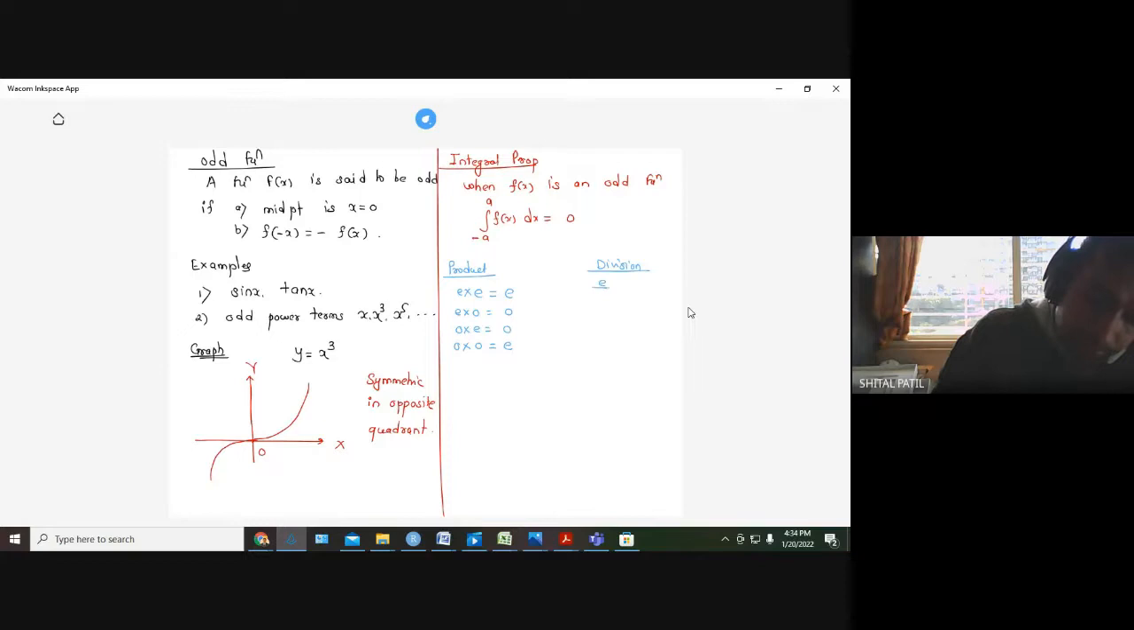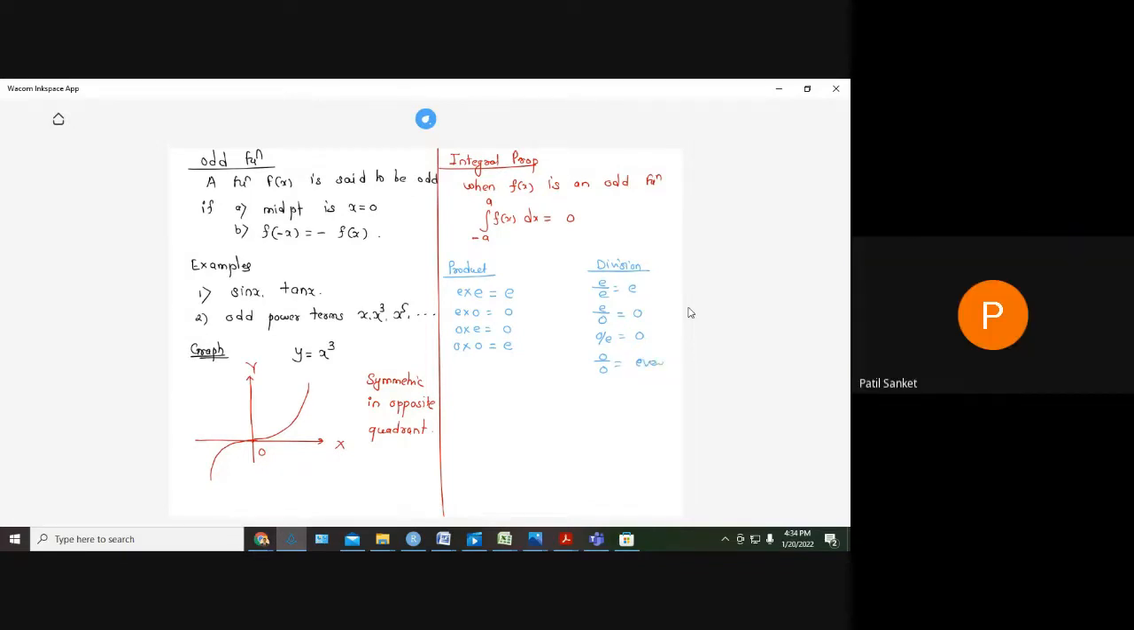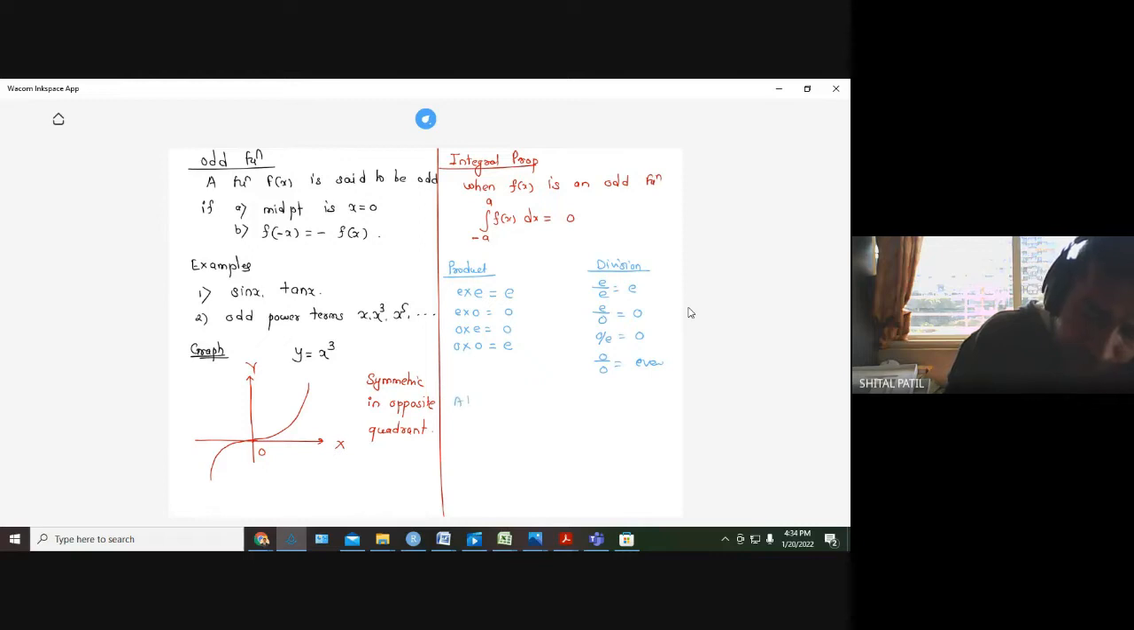Right, even function divided by even function is even. Even by odd is odd. Odd by even is odd. And what about odd divided by odd? Even function. Okay. Addition and subtraction.